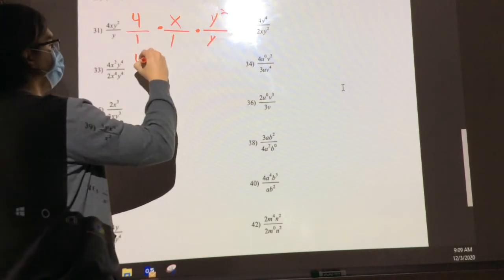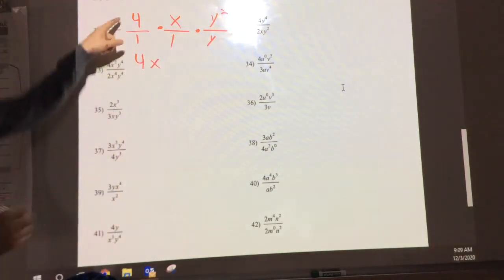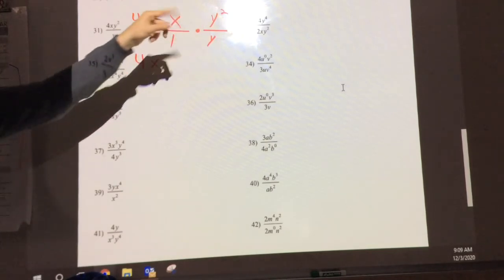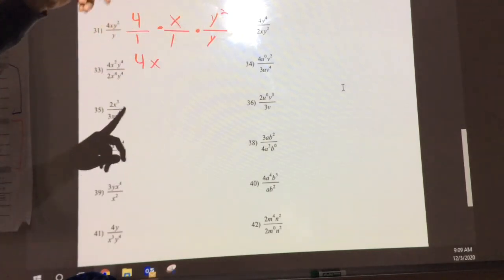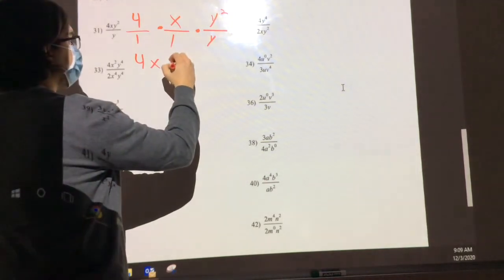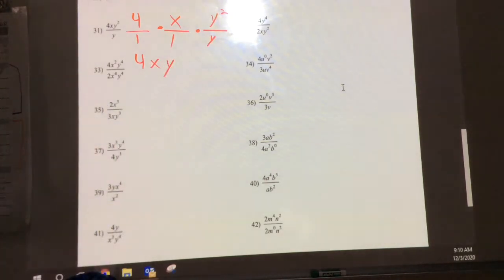We're going to end up with 4x, because 4 and x we don't need to do anything to. What do I have to do with my y's? Raise your hand, don't shout it out for me. What do I have to do with those y's? Steven? You have to subtract. Yeah, so I'm going to do 2 minus 1, which gives me y to the what? There's your answer. 4xy.